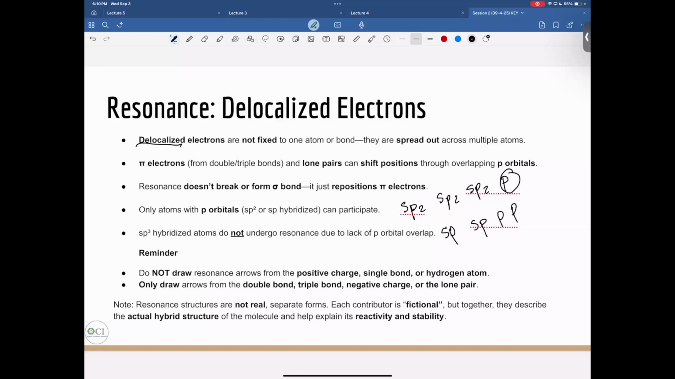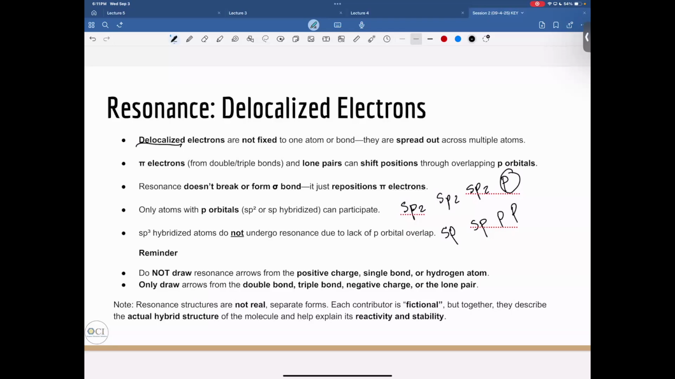So those are some general rules, and this last one is probably the most important one. I'm going to be repeating this a lot throughout this session. When you do resonance, you always want to start your arrow drawing mechanisms from a source of electrons, meaning you want to start from an area with high electron density and move those electrons towards other areas with lower electron density. And these high electron density atoms can take form in double bonds, triple bonds, negative charges, or lone pairs.